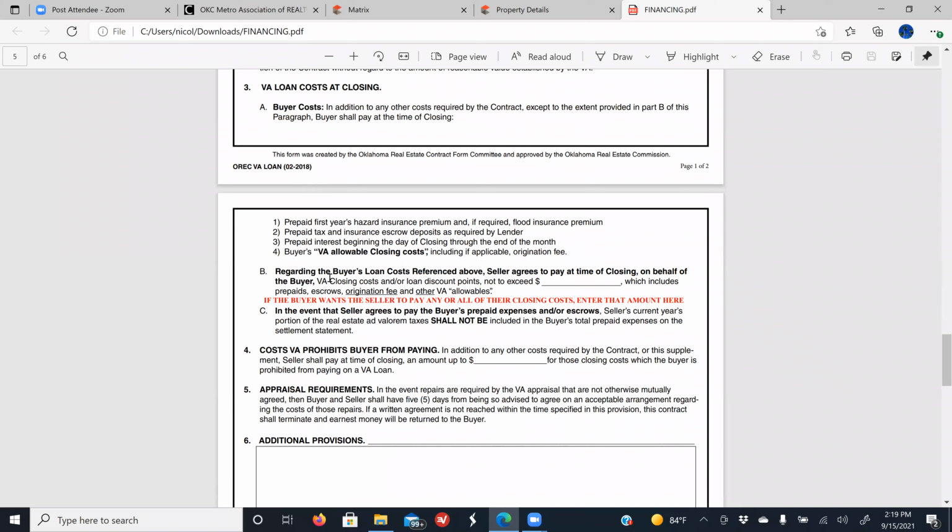So this top part, regarding the buyer's loan cost reference above, the buyer's closing costs, the seller agrees to pay on behalf of the buyer. So very similar to the FHA. And that is where, again, you would write how much you want the seller to pay on behalf of the buyer. It doesn't have to be anything at all. In today's market, with it being as aggressive as it is, we're not seeing the sellers pay anything towards the buyer's closing costs. But as the market shifts, that can change, and we can start seeing that come back into play. So if you want to ask the seller to pay for closing costs, that would go there.